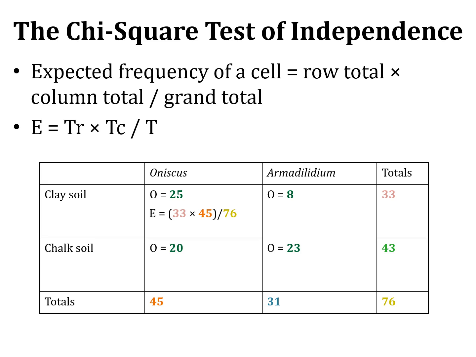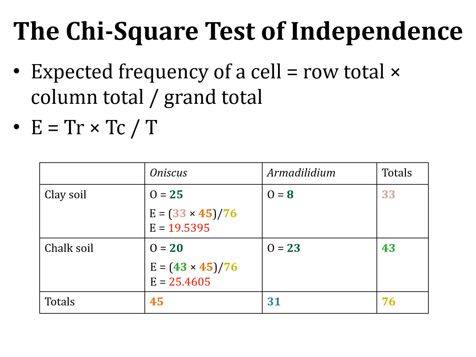Now, time to calculate the expected frequencies. For the first cell, which is Oniscus in clay soil, how are we going to calculate the expected frequency? 33 is the row total for this cell, and 45 is the column total for this cell. They are multiplied, and then divided by 76, which is the grand total. The expected frequency is 19.5395. Then we have our next cell, which is Oniscus in chalk soil. The observed frequency is 20, and the expected frequency is the row total, which is 43 in this case, multiplied by the column total, which is 45, and then divided by the grand total, which is 76. So this is the expected frequency we get for this cell.